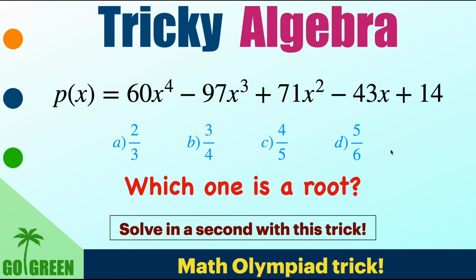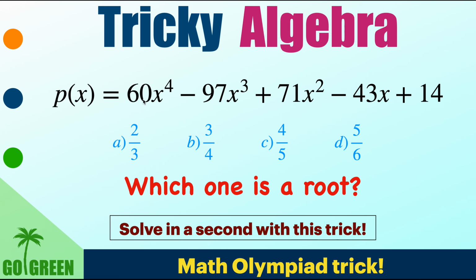Hello everyone, in today's video we are going to solve a very tricky algebra problem. The problem is in front of us. A polynomial is given whose coefficients are all integers, and four numbers are given: 2/3, 3/4, 4/5 and 5/6. The question is which one is the root of this polynomial.